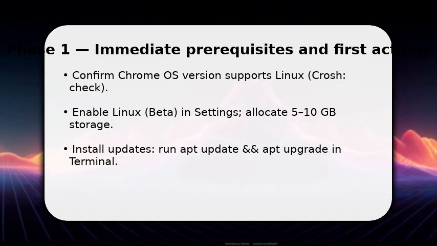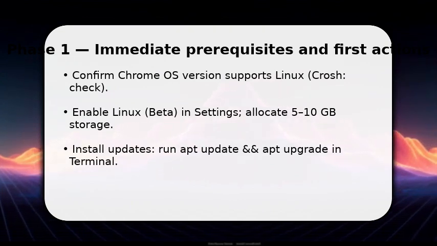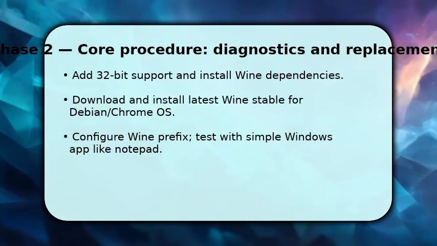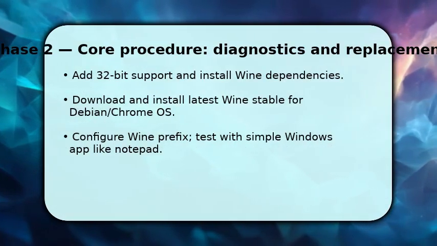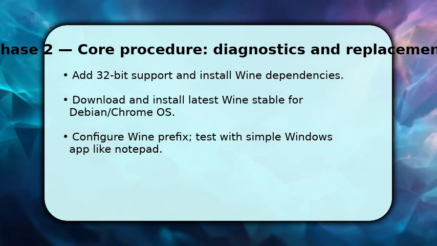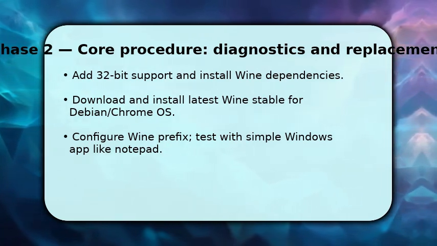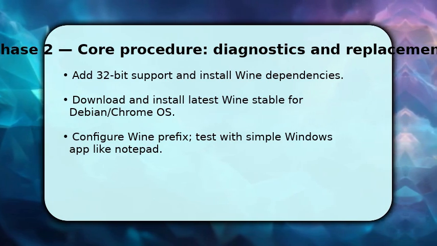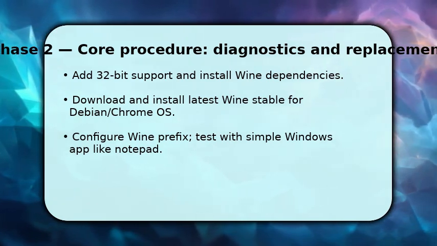Now you install Wine so the Windows Roblox installer can run. First add 32-bit support and required libraries using apt commands. Many Chrome OS builds need libfaudio and IA32libs equivalents. Then add the Wine repository appropriate for Debian and install the stable Wine package.